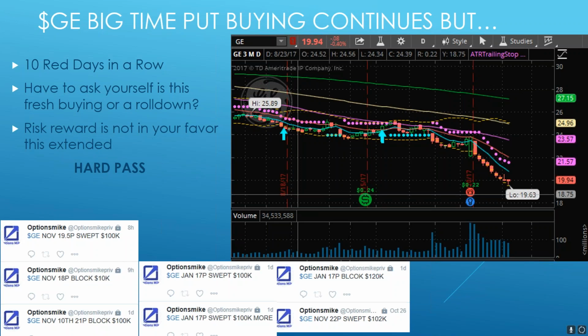So you have to ask yourself when you look at this type of option activity, should I be getting in here? We have 10 down days in GE. That's a lot of down days, right? It's getting good and oversold. Is this fresh buying or is this a roll down? And that's the real question to ask yourself. I post a lot of flow, right? I don't take most of it.